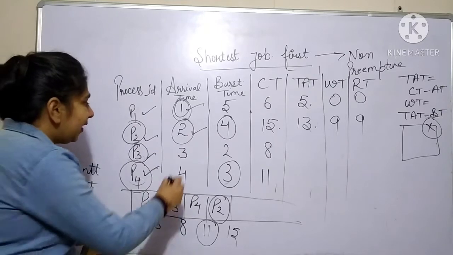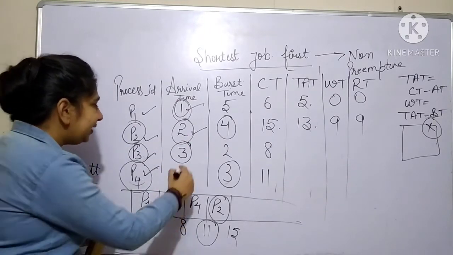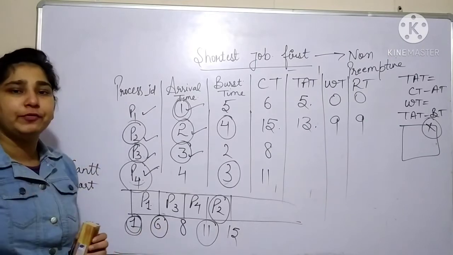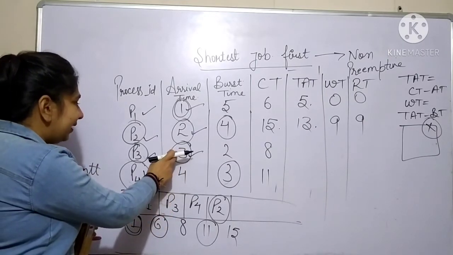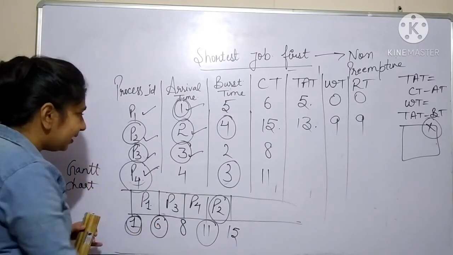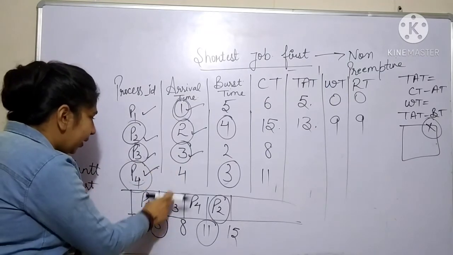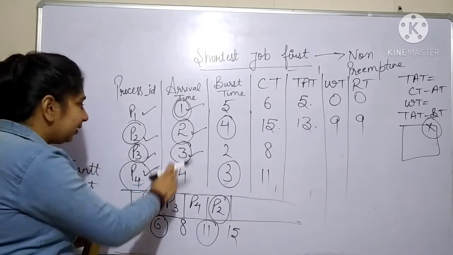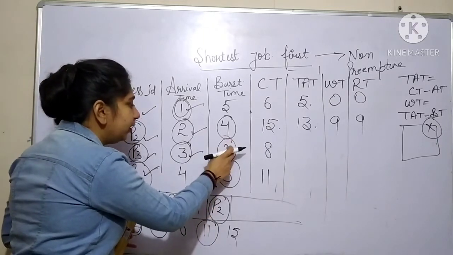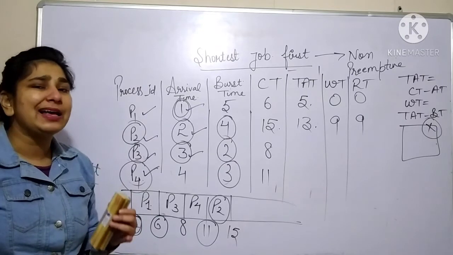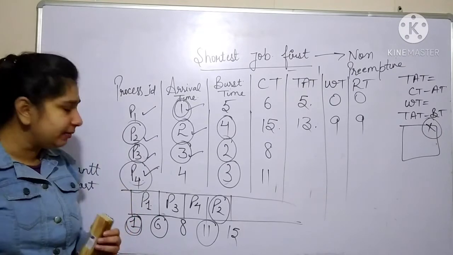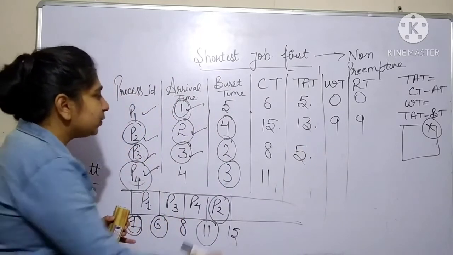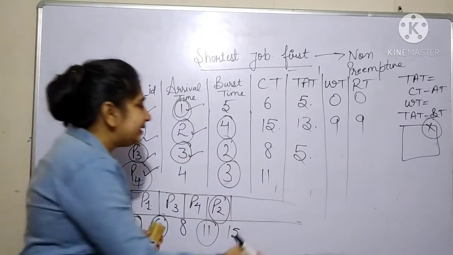Your process P3 arrived at 3 units of time and it was given the CPU at 6 units of time. So what is the waiting time in this case? The waiting time is 3. And it executed on the CPU for 2 units. So how long has it been alive in the cycle? 3 units plus burst time 2, 5 units of time. If you subtract completion time minus arrival time, it is going to be 5.